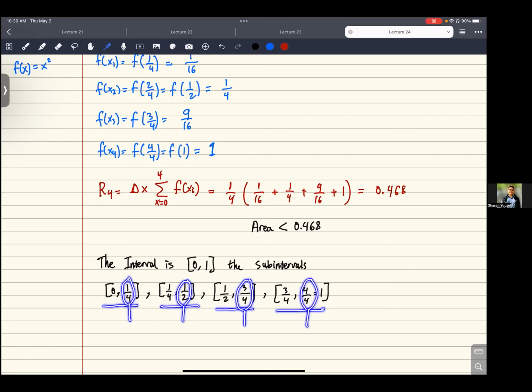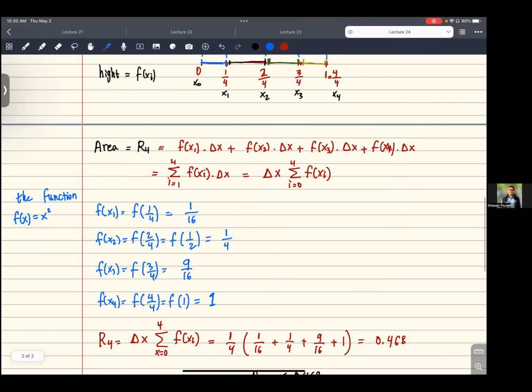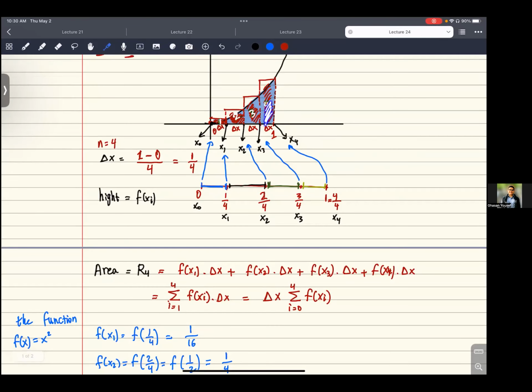But now I want to find the area of the lower estimate. Lower estimate means I'm going to find the area when the endpoint is the left endpoint. I'm going to find the area when the high is the same as the value of the left endpoint. So the area when f of 0, f of 1/4, f of 1/2, and f of 3/4. Make sense?